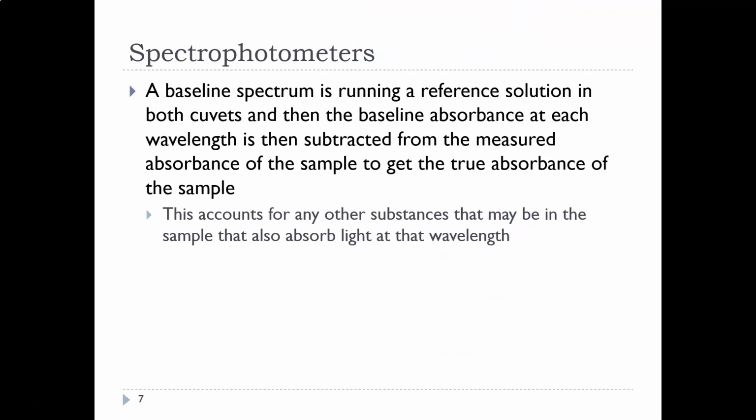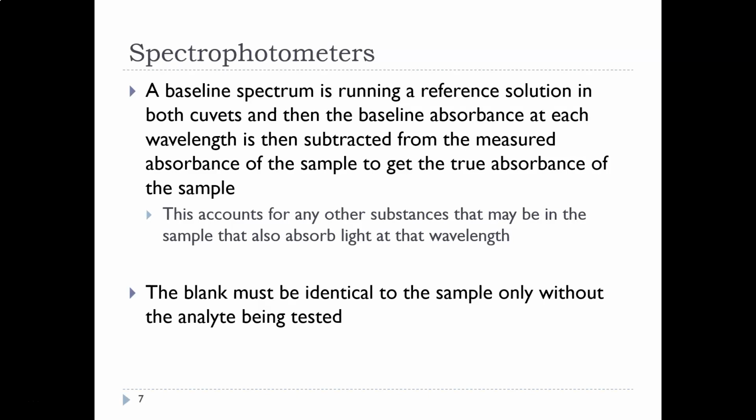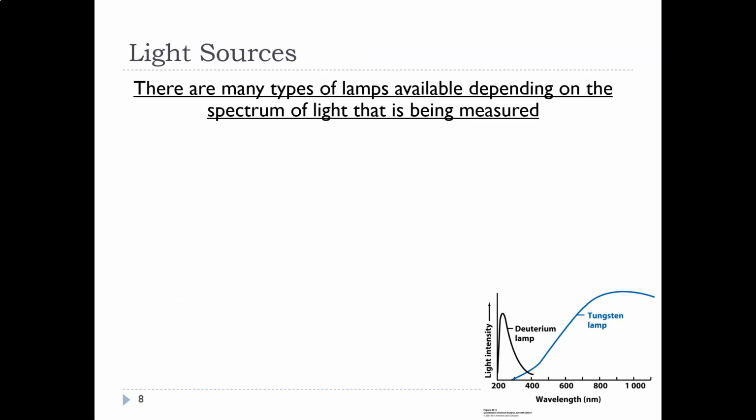So, looking at this is kind of going through what we've already talked about, where we need to blank the solution, and the blank needs to be identical to our solutions with everything except for the analyte being tested, which means the molecule that we're actually testing. So, last thing in this video is we're going to start talking through the different components of the spectrophotometer. In this video, we're going to talk through the light sources. Then we'll move on in the next couple of videos to all the other parts.